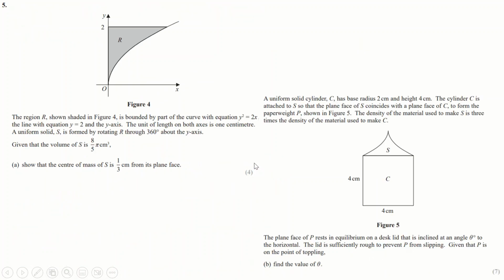Anyway, moving on to question 5, which is another center of mass question. I think it's the third one in a row. I think it's the last one on the paper. But third center of mass question in a row. This time it's about a volume of revolution.